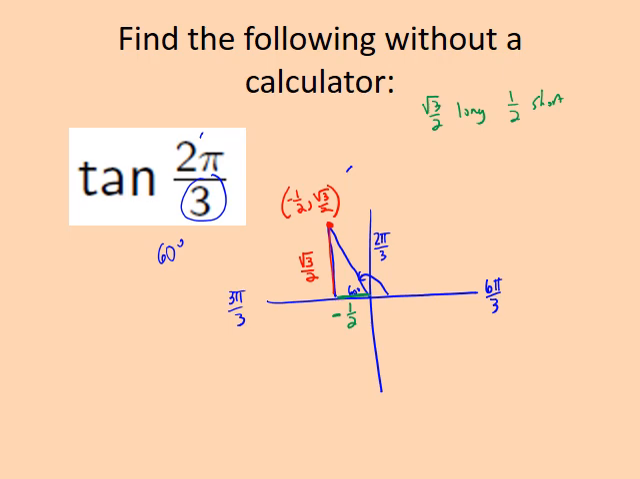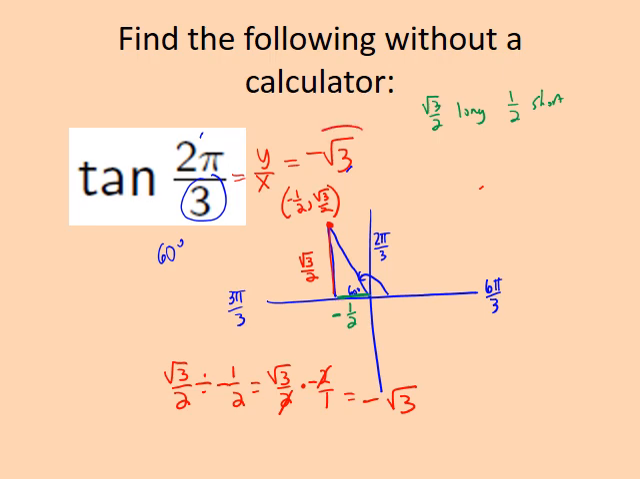Now, x is cosine and y is sine, but tangent is y divided by x. So we must take our root 3 over 2, which is our y, and divide it by our negative 1/2. So root 3 over 2, now we have to multiply because it's division, multiply by negative 2 over 1. Our 2's cancel, and we have root 3 times negative 1, which is negative root 3. So the tangent of 2 pi over 3 is negative root 3.